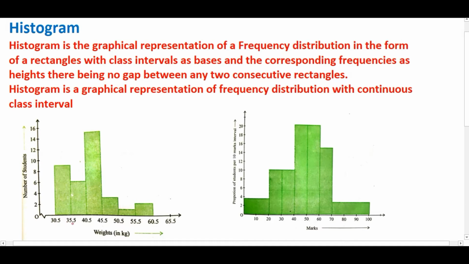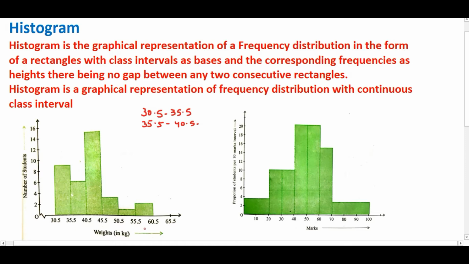You can see 30.5 to 35.5. Again the next one will be 35.5 to 40.5. So this is an exclusive class interval. Only the lower limit will be taken. Here also you can see 0 to 10, 10 to 20, 20 to 30. So mainly the difference is that there is no gap between two consecutive rectangles in a histogram, whereas there will be equal space between the bars in a bar graph.